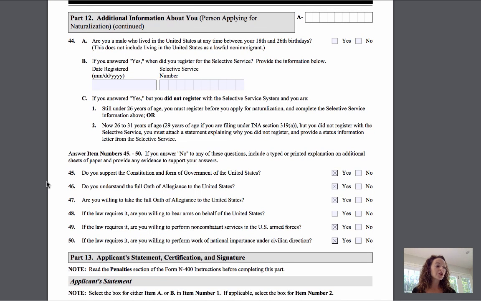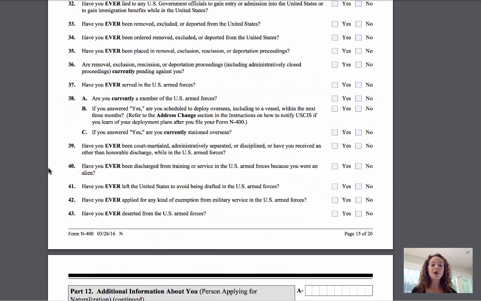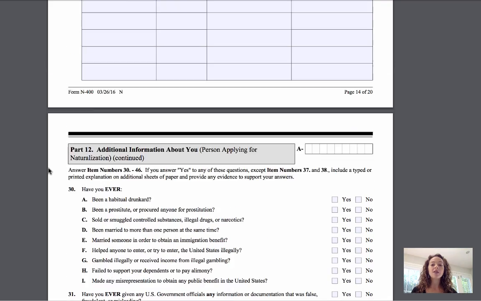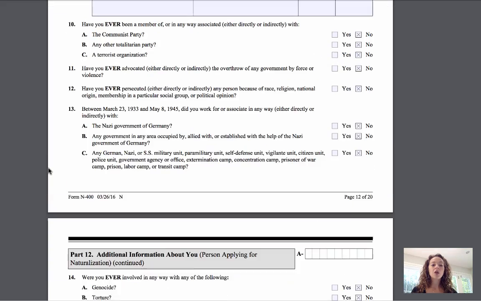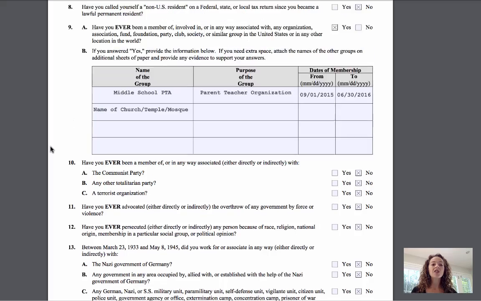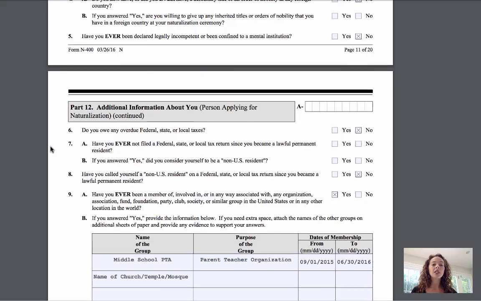And remember, your answers, whether yes or no, will not automatically cause your application to be denied. The most important part is to be honest and truthful. And I want to go over a couple common questions that we usually have in this part.